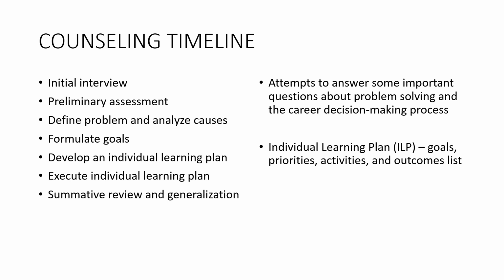So we attempt to answer some important questions about problem solving and the career making process. In the individual learning plan, which is what we were stressing through the timeline, are goals, priorities, activities, and outcome list. And in your book, there should be an example of what one looks like. It is on page 105.